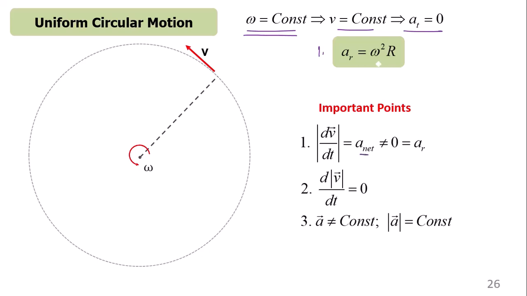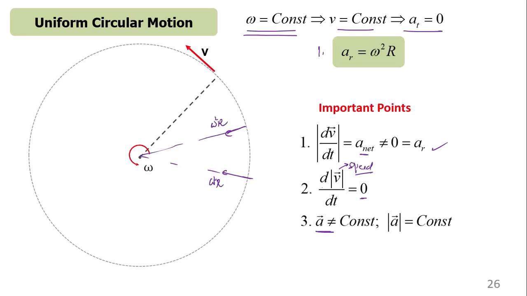Why? Because the net acceleration is omega square r. Now d of mod of v vector by dt: what is mod of v vector? Speed. The rate of change of speed is equal to 0. That is true, because if the particle is performing UCM, the speed is not going to change, so the rate of change of speed is 0. And the third one, A vector is not constant. Why? Because the mod of A vector is constant, but the A vector is not constant. Here the acceleration is omega square r at this position, and here the acceleration is omega square r in this direction.